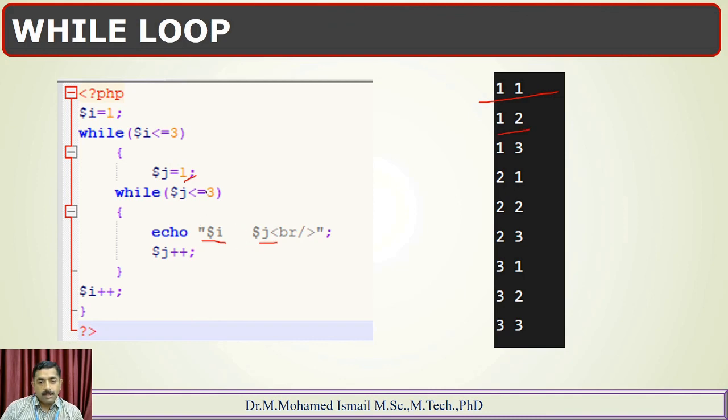Again, it is less than or equal to 3, so the third time it will come as 3. Again the i value is 1 and the j value becomes 3, so the inner loop exits. Next, the i value becomes 2, since I have given i plus plus. So i becomes 2, and again j equal to 1. So 2 comma 1 will print. Next 2, 2 and 2, 3. Again it will come out of this loop, then again i is less than or equal to 3, so it is the value 3: 3, 1, 3, 2, 3, 3 will print. So this is the example of the while loop. Thank you.